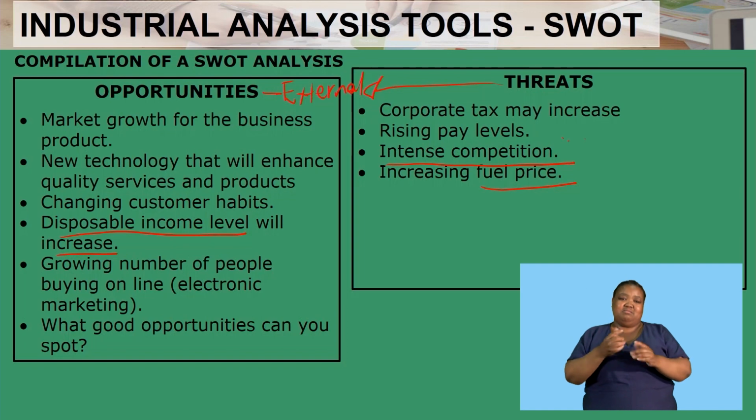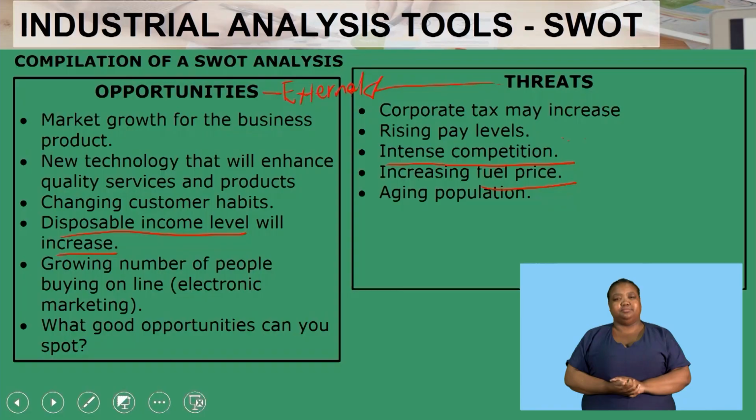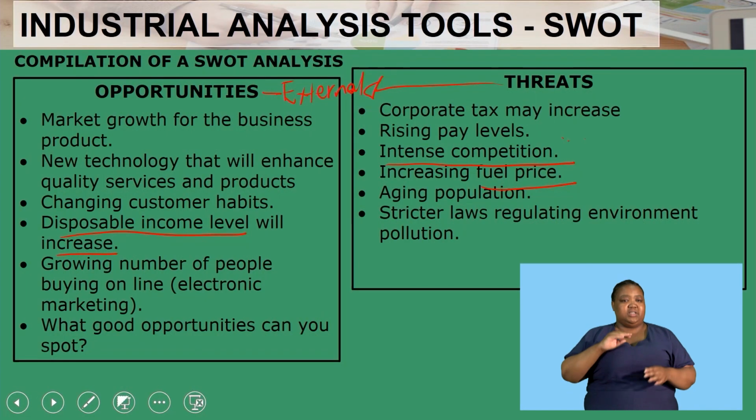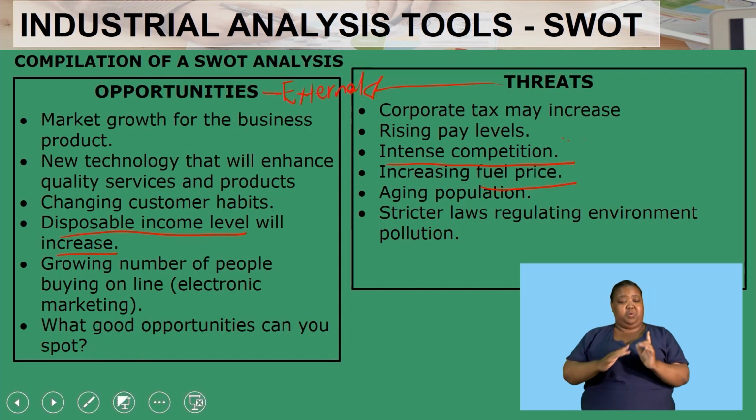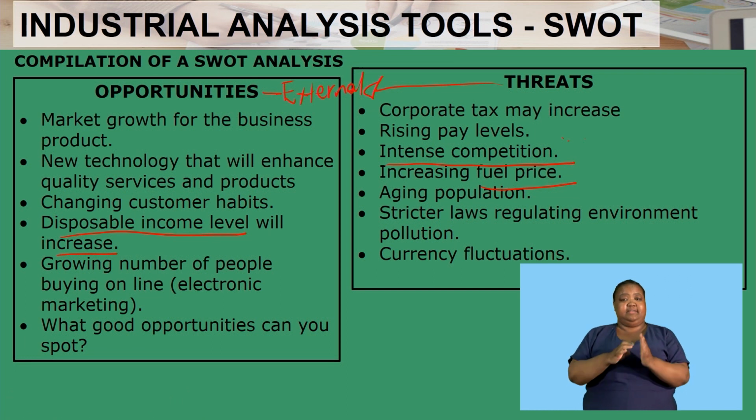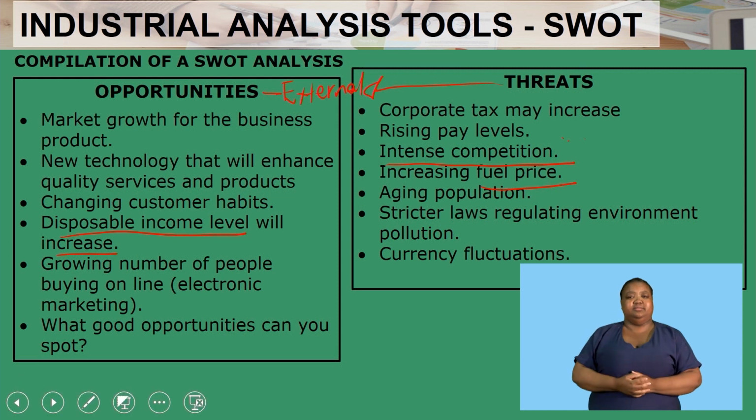And eventually it will make maybe some of our consumers not being able to come and support us. Why? Because we have increased the food prices or the prices of whatever product that we are selling. Right, aging population, stricter laws regulating environmental pollution, currency fluctuations, because you can see it's fluctuating, so it becomes a threat.